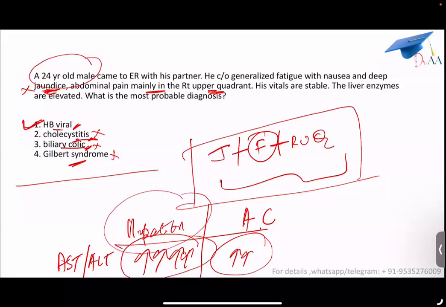But there is no other difference in the history between them. Fever is more commonly seen in acute cholangitis. Fever is not commonly seen in hepatitis. Both will have jaundice. Both will have abdominal pain.